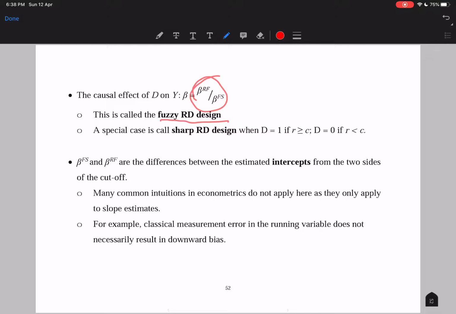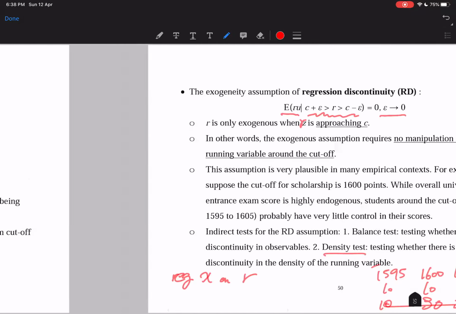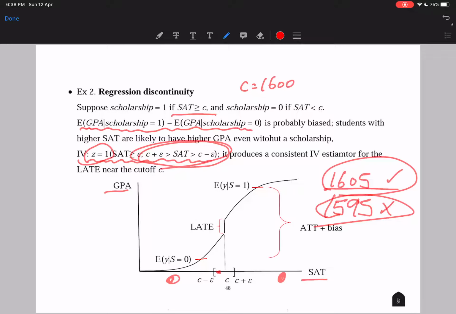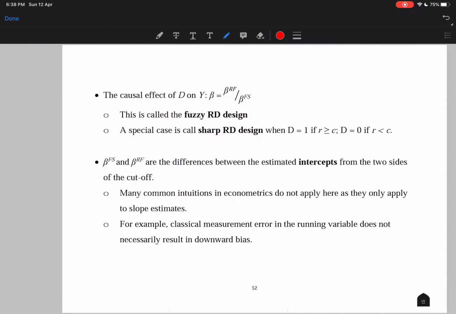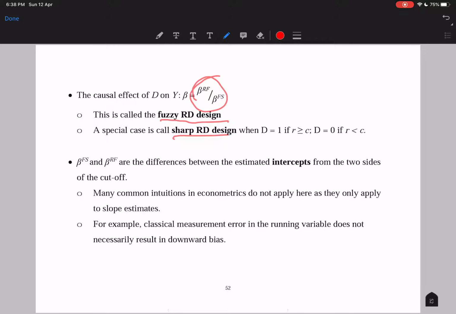A special case is what we call sharp RD design. Sharp RD design means if the rounding variable is above the cutoff, the probability of being treated is 1. It's just like the example here: if your SAT score is above C, you will receive a scholarship. So that's a special case, what we call sharp RD. More generally, we have a fuzzy RD, right? Above the cutoff, the probability of being treated is higher, but not necessarily 1.